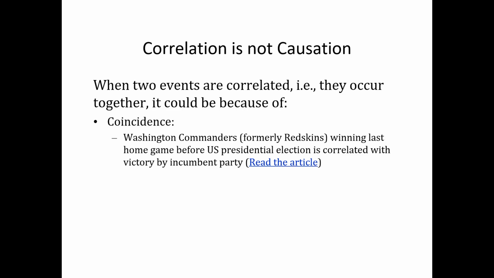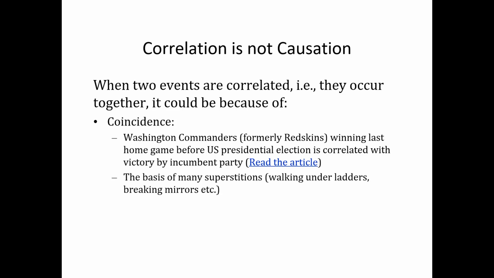For example, it has been observed that in an election year, if the Washington Commanders football team, formerly known as the Redskins, win the last home game before the election, the incumbent party often wins. It's a belief that makes no logical sense, but that is the nature of superstitions. You can read an article about this and other predictors of elections in the link below the video. There are many superstitions that have to do with what happens if you walk under a ladder, break a mirror, see a black cat, etc., that probably originated because of some coincidence.